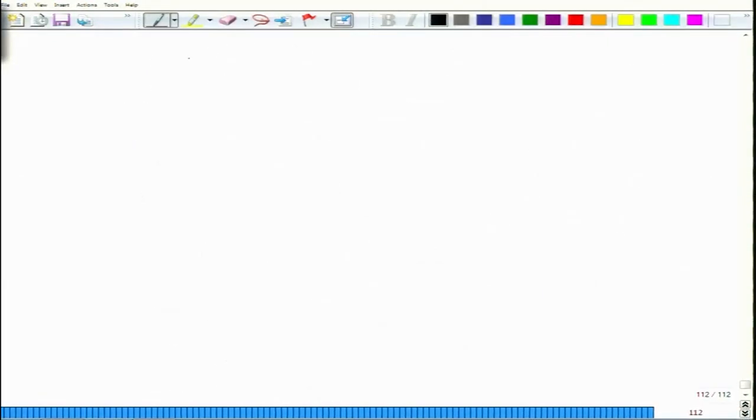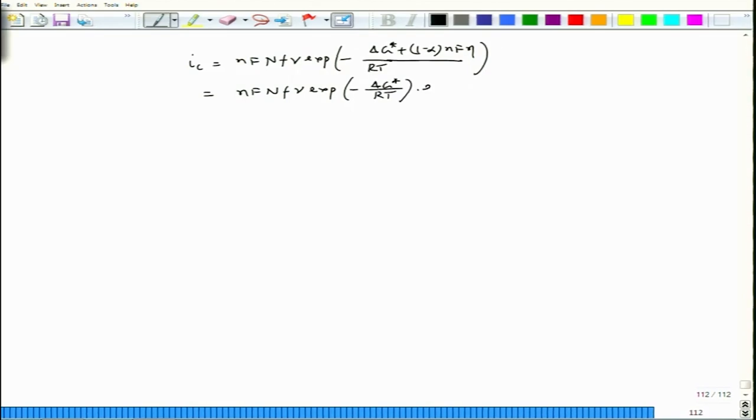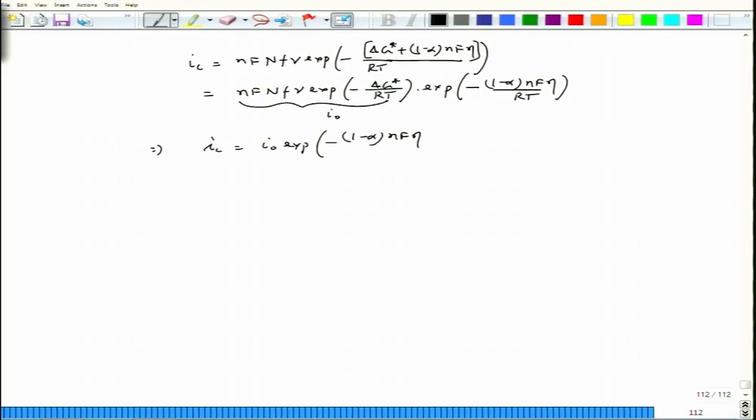And in a similar way, I can see Ic equals n F nu exponential minus delta G C by RT. So, I replace this delta G C with delta G star plus 1 minus alpha n F eta by RT. Again, n F nu exponential minus delta G star by RT into exponential minus 1 minus alpha n F eta by RT. So, this is again I0. So, Ic equals I0 exponential minus 1 minus alpha n F eta by RT.